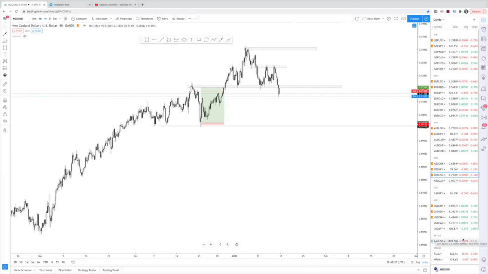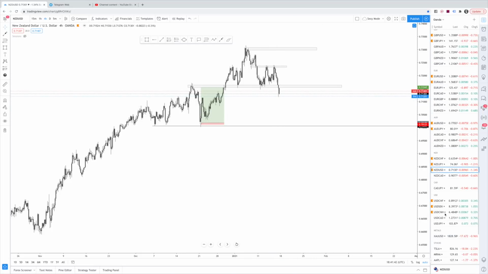All right, so for whatever weird reason, my everything froze up after this New Zealand dollar USD stuff right here. So I'm just going to pick up from where I left off right here, and then I'm going to go down to these last few trades that I'm looking at.